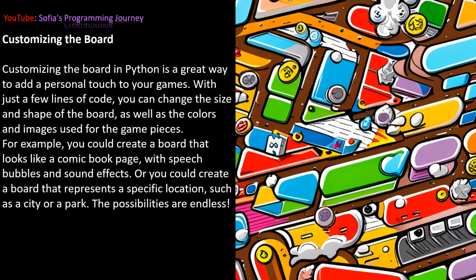Customizing the board. Customizing the board in Python is a great way to add a personal touch to your games. With just a few lines of code, you can change the size and shape of the board, as well as the colors and images used for the game pieces. For example, you could create a board that looks like a comic book page, with speech bubbles and sound effects. Or you could create a board that represents a specific location, such as a city or a park. The possibilities are endless.